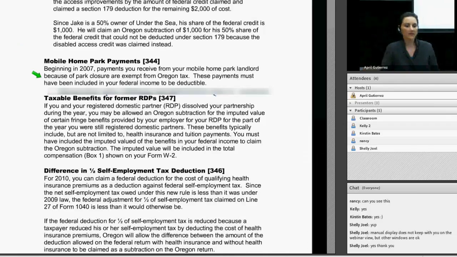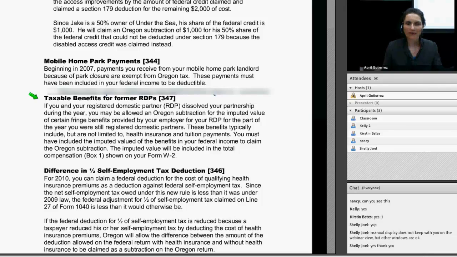So we're going to pick up with a discussion of taxable benefits for former RDPs, code 347. This is actually a subtraction that I've never quite understood. In the days before Oregon had registered domestic partnerships, you were allowed to claim a subtraction on your Oregon return for all of the taxable health insurance benefits that were included in your income that were for your same-sex partner. And then with the introduction of registered domestic partnerships, that subtraction went away.